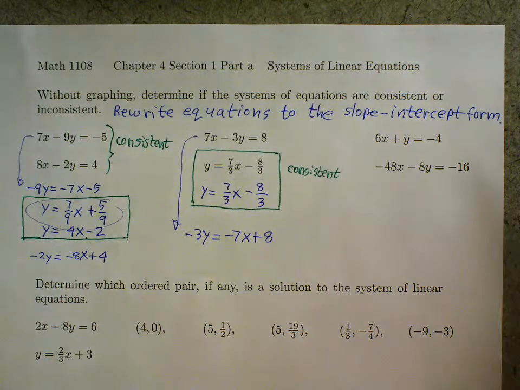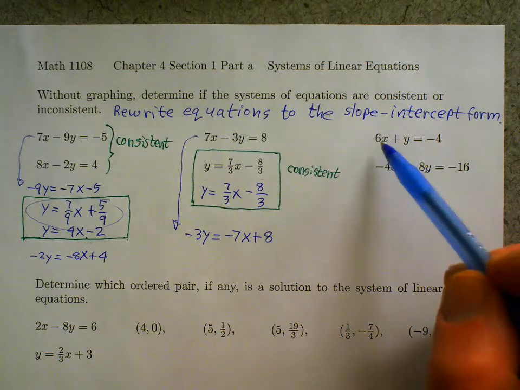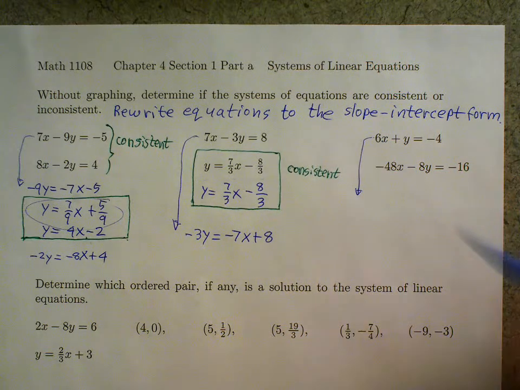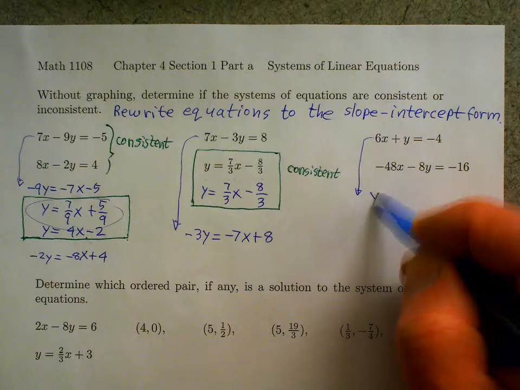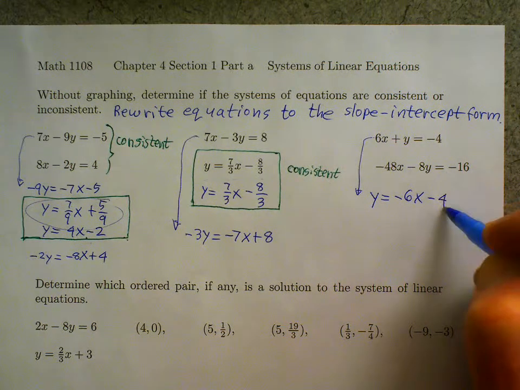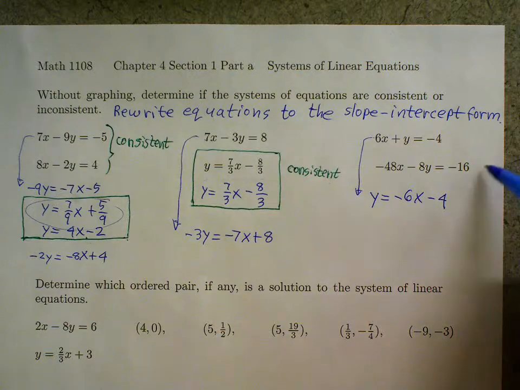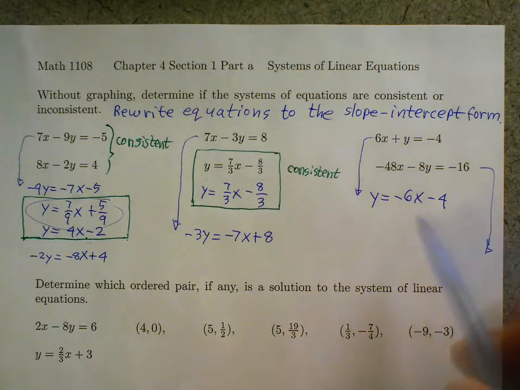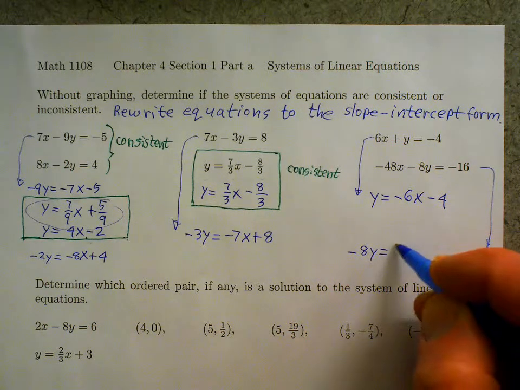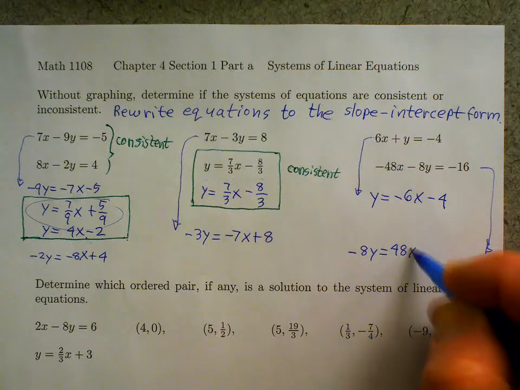Okay, the next system of two linear equations. To solve the top equation for y, we just have to subtract 6x from both sides. So we get y equals negative 6x minus 4. And then solve the bottom equation for y. First add 48x to both sides. So we get negative 8y equals 48x minus 16.